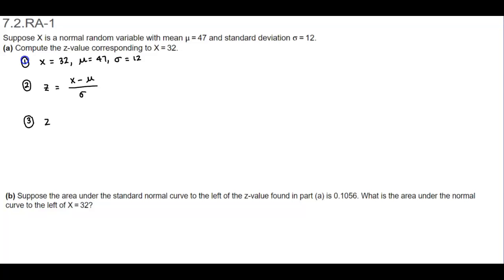So we have z, which is going to equal x, which is 32, minus 47 over the standard deviation of 12. And 32 minus 47 is equal to negative 15 over 12. And negative 15 over 12 is equal to negative 1.25.